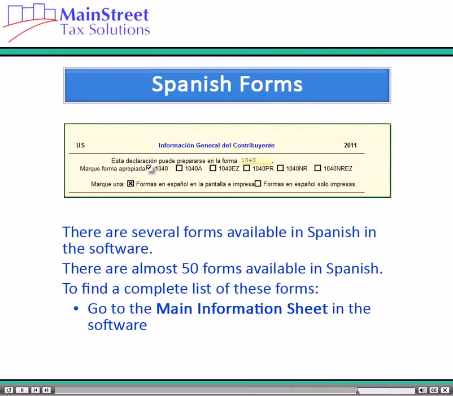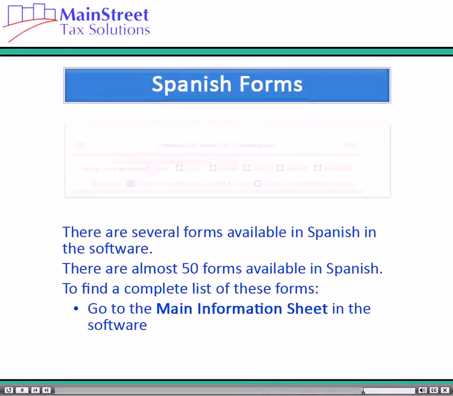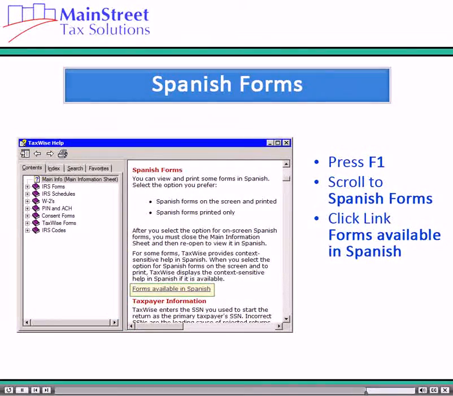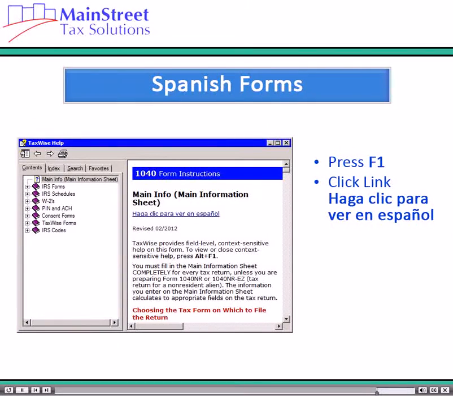To find a complete list of these forms, go to the main information sheet in the software. Press F1 to open Help, scroll to the Spanish Forms section, and click the link Forms Available in Spanish. The software also has Spanish Help. To open the Spanish Help, press F1 to open Help and click the Spanish link at the top of the screen.